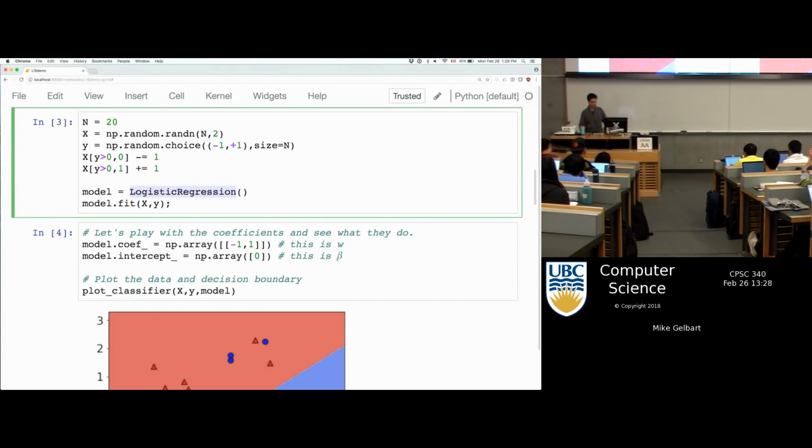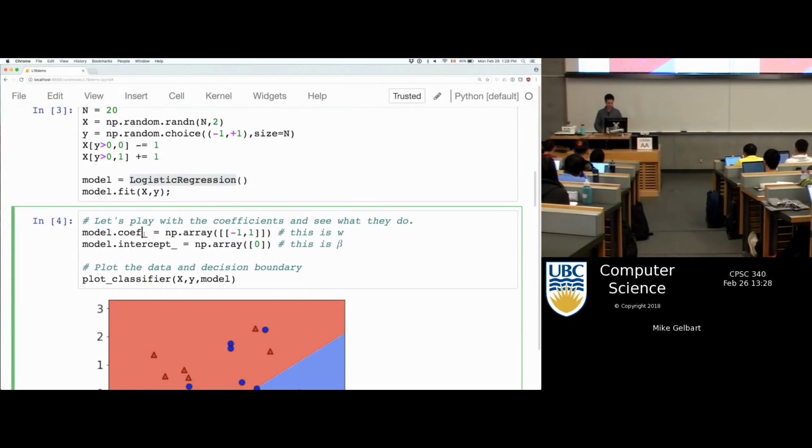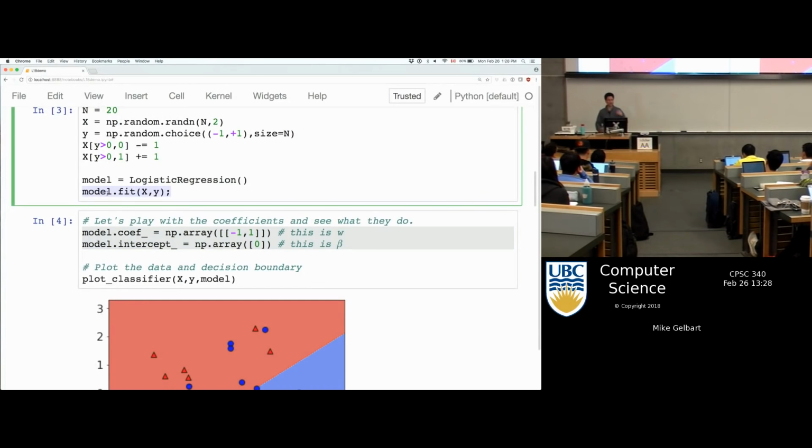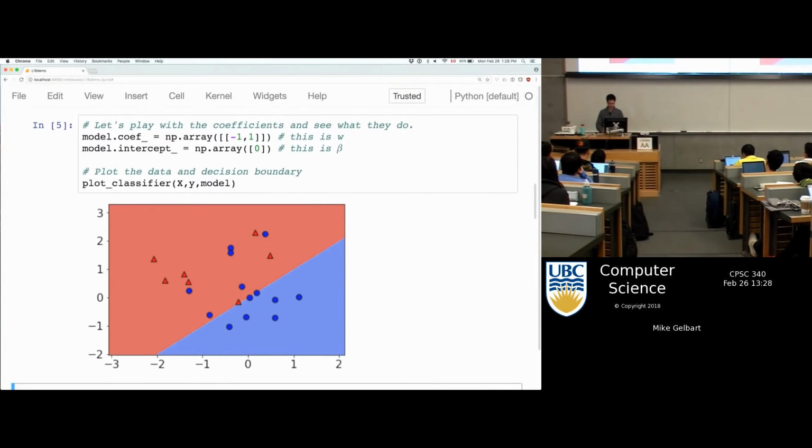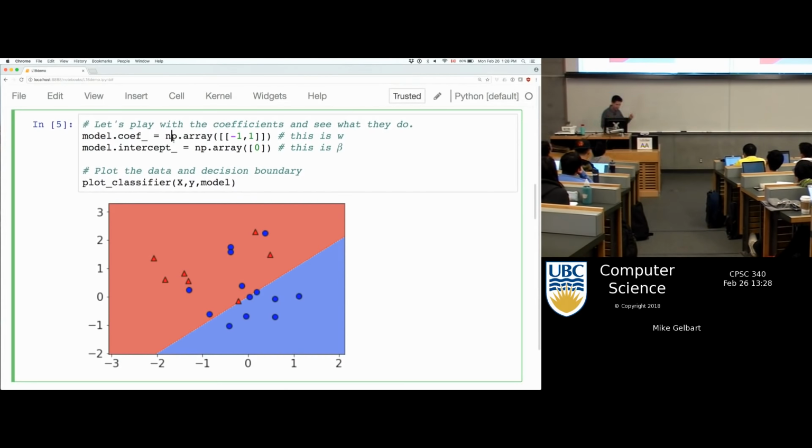OK. So here's what I'm doing. Model.coef and intercept in scikit-learn are where the goods are stored, the weights. I am writing to those things. So whatever happened in fit, I'm just obliterating that and saying, you know what, I want my own coefficients. And then I'm plotting it. What I really want to accomplish in today's lecture is for you to get a feel for what the coefficients mean.